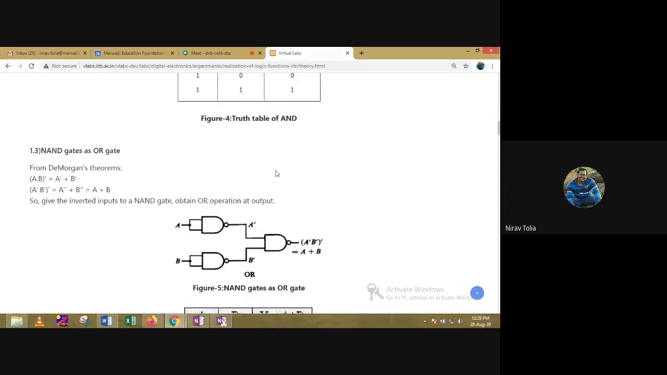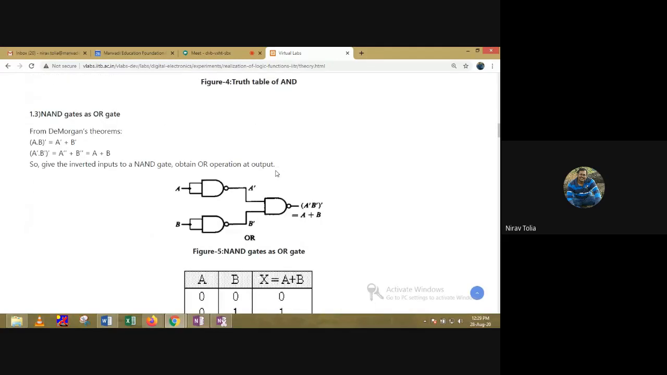Now the next one is NAND gates as OR gate. So we have to create an OR gate by using NAND gates. For that we have to study De Morgan's theorems and Boolean algebra. Again, De Morgan's theorems and Boolean algebra are a part of our unit number 2. So we are just taking a simple example of that.